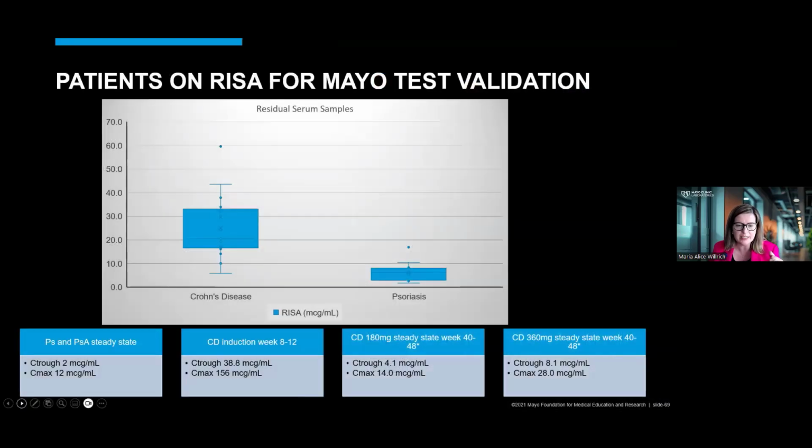When we validated the test, we considered the dosing differences between the different conditions. For Crohn's, for example, you have 3 IVs, and then you can have subcutaneous dosing of 180 or 360. You saw from Dr. Becker's slides a trough of between 4 and 8 for that cohort. You can see that Crohn's patients present with higher circulating concentrations of risankizumab compared to the psoriasis patients, supporting the data we've seen in the clinical trials.